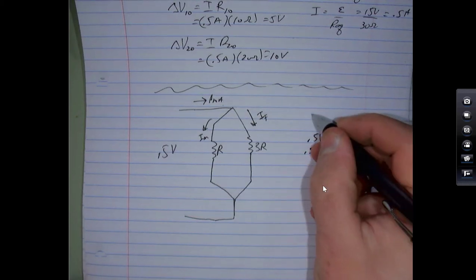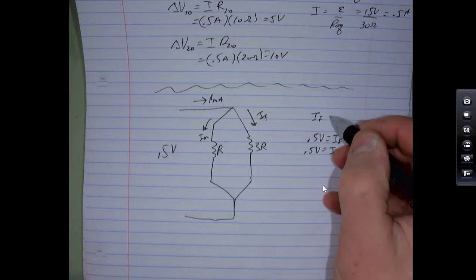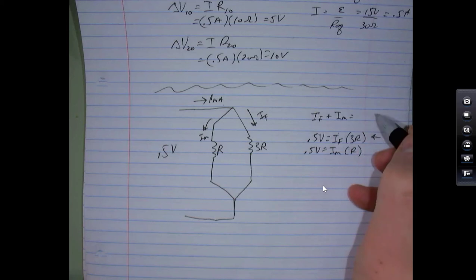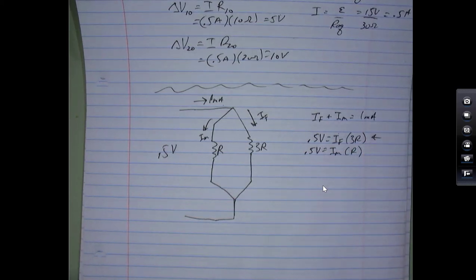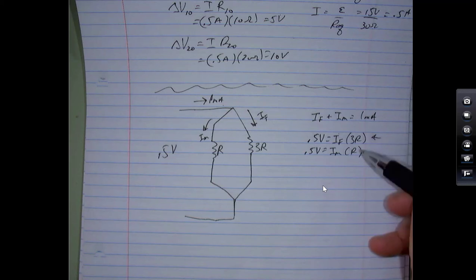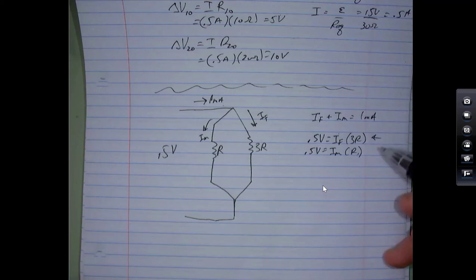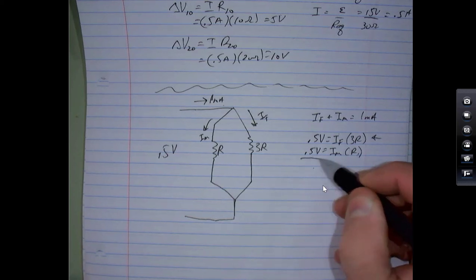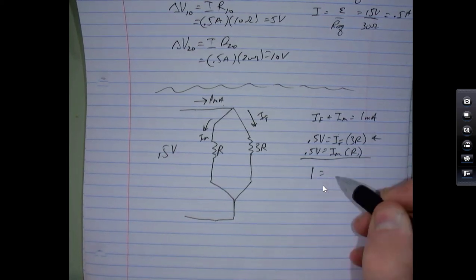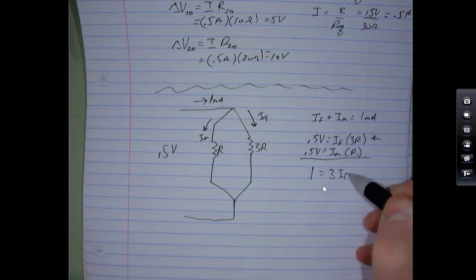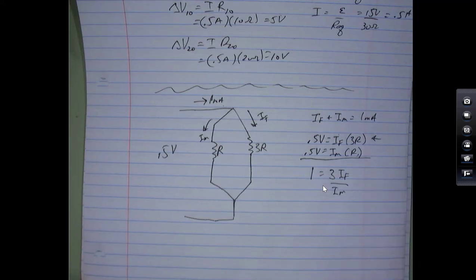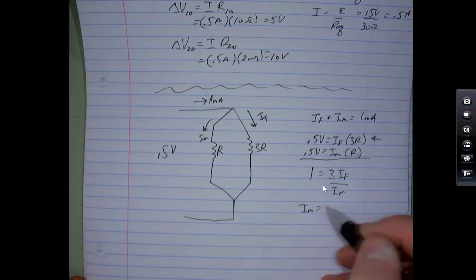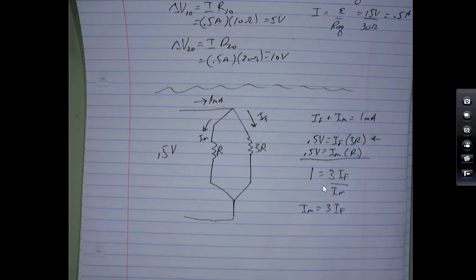The other thing that I know, I'm going to put this here because this will help us: I fat plus I muscle is equal to 1 milliamp. Okay, so here's a little of what I can do. I'm going to divide this equation by this equation, and the R's actually cancel out. 0.5 divided by 0.5, so this side becomes 1. The R's cancel out, so I've got 3 I fat over I muscle. So here's a relationship between these two things: I muscle is equal to 3 times I fat.